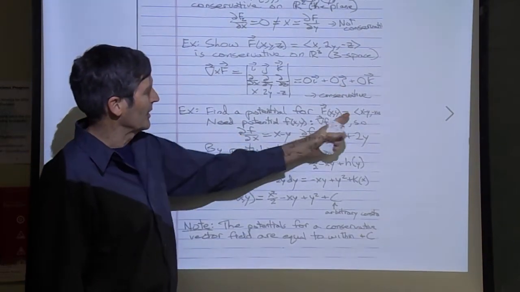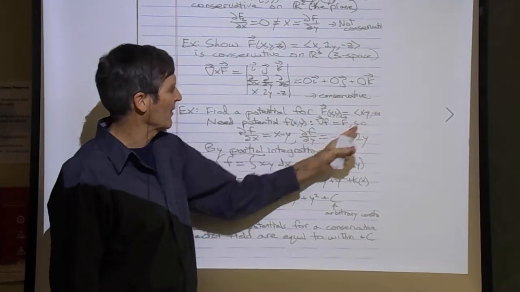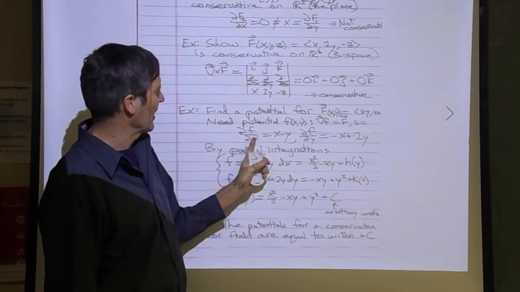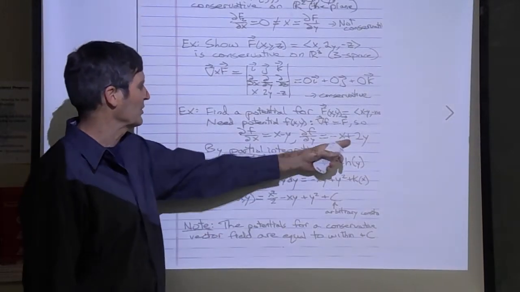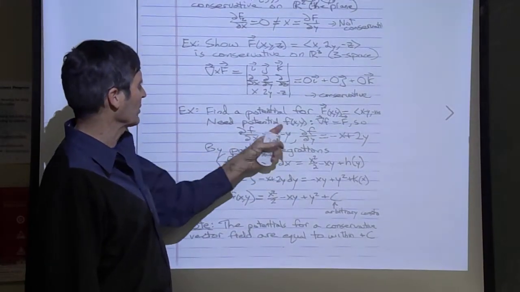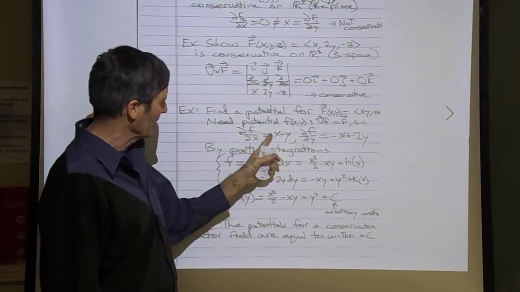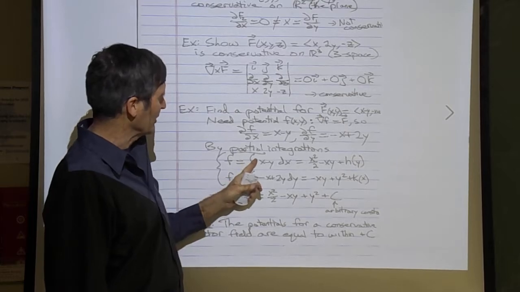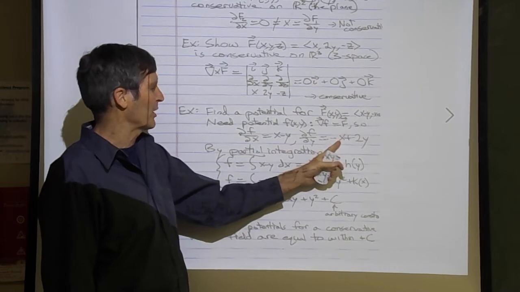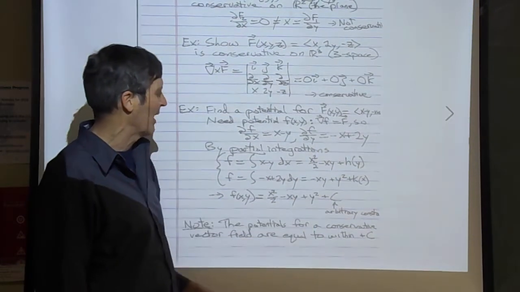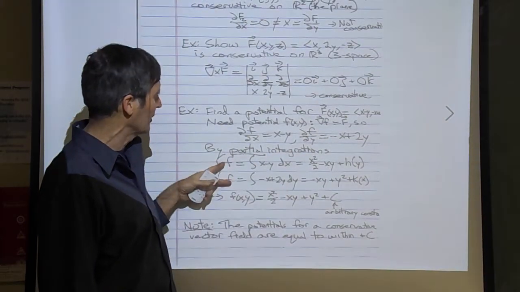If this is really conservative, then this is df dx for some little f, and this is df dy for some little f. So df dx is this one, x minus y, and df dy is this one, minus x plus 2y. If this is the partial derivative of f with respect to x, then f must be the partial integral with respect to x of this. Similarly, if this is the partial derivative with respect to y, then its partial integral will give the function back. So we do the partial integral of this one with respect to x and of this one with respect to y to recover little f.